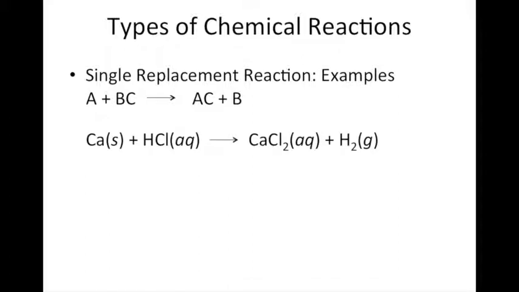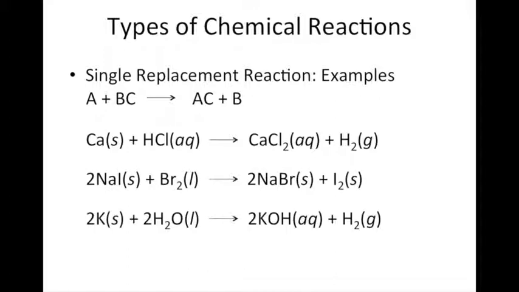Here are 3 reactions, and again, take some time and look at each of these carefully and convince yourself that they do follow this format here. Here we have calcium plus hydrochloric acid. The calcium switches places with the hydrogen, and we end up with calcium chloride plus hydrogen gas. In this one, my bromine switches place with the iodide ion, and we end up with sodium bromide plus iodine.